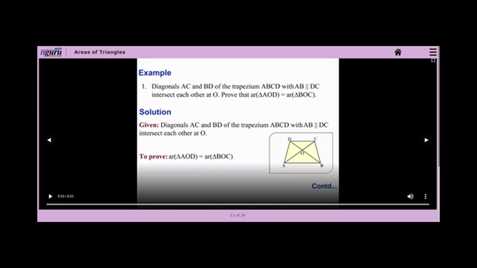How can you prove? Ma'am, triangles ADB and ACB have the same base and lie between the same parallels, so area of triangle ADB is equal to area of triangle ACB, ma'am. Correct. Area of triangle ADB means area of triangle AOD plus AOB, ma'am. And again, area of triangle ACB means area of triangle AOB plus COB, ma'am. So AOB gets cancelled, ma'am. AOD equal to COB, ma'am. Correct. Excellent. Very good.